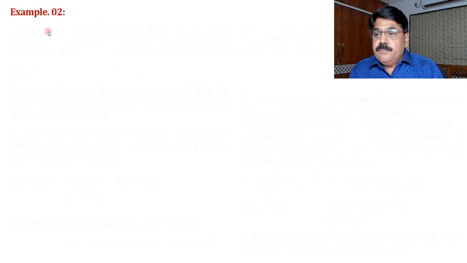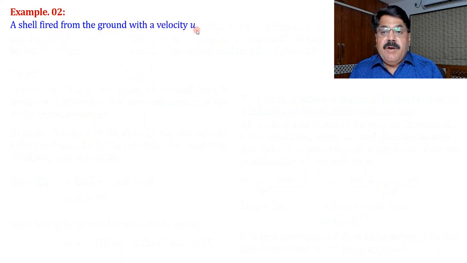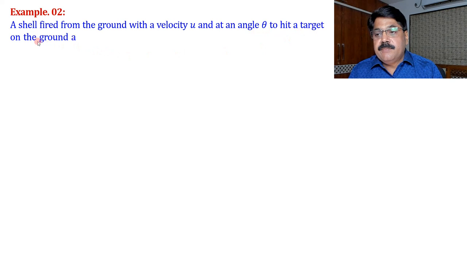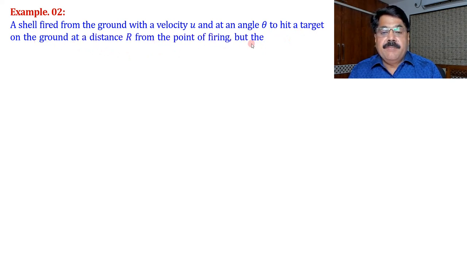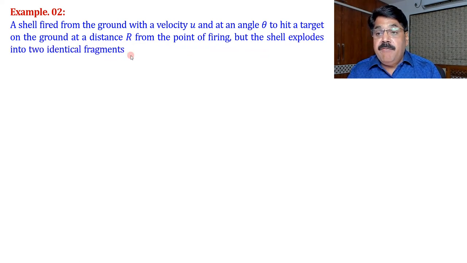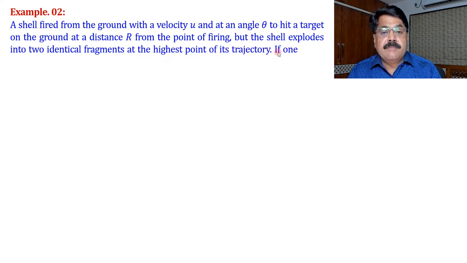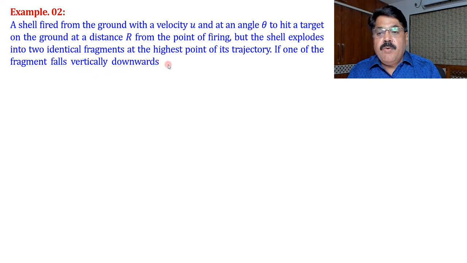Example 2. A shell fired from the ground with a velocity u at an angle theta to hit a target on the ground at a distance r from the point of firing, but the shell explodes into two identical fragments at the highest point of its trajectory. If one of the fragments falls vertically downwards, where will the other fragment hit the ground?